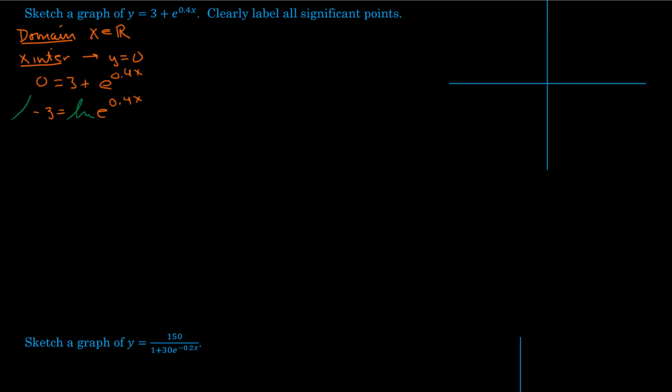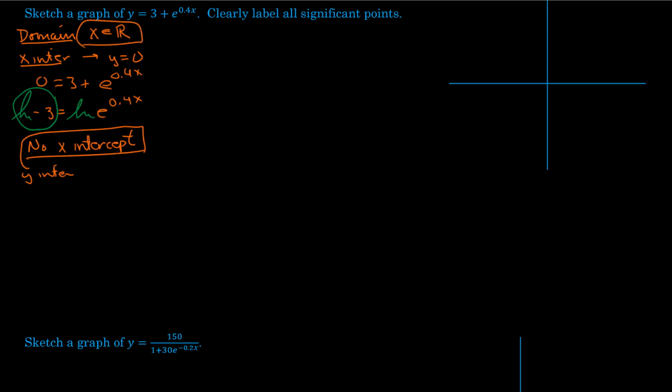natural log. And when we apply a natural log here, that's a problem. It's undefined. So what does that tell us about an x-intercept? There is no x-intercept. So whatever our graph is, it'll never run through the x-axis. Okay, so let's take a look at the y-intercepts.